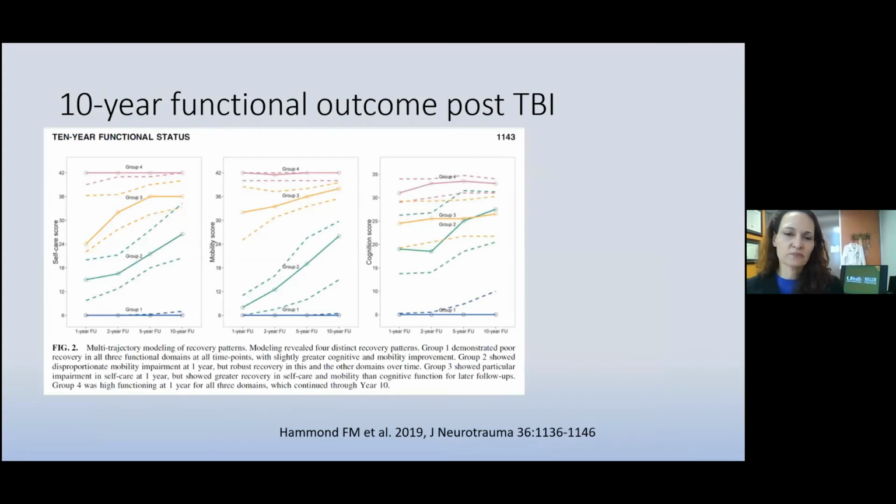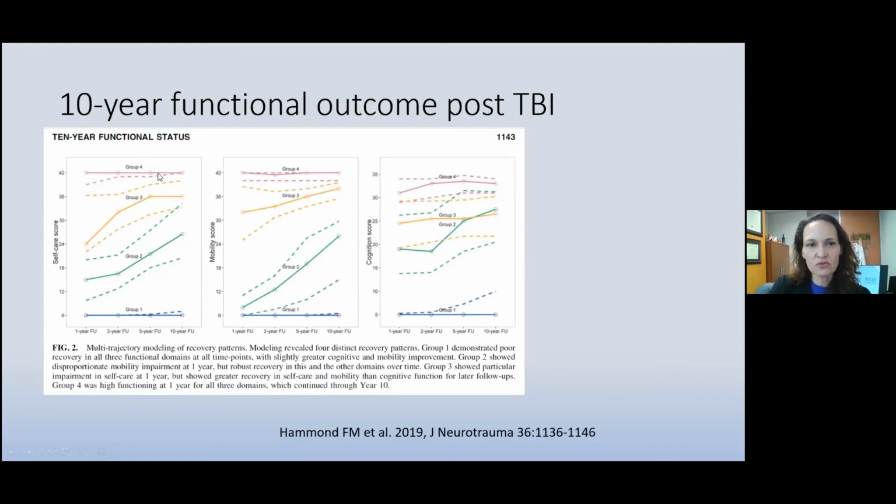This is a recent-ish paper. Dr. Hammond is a rehab physiatrist, very accomplished, and this paper followed TBI patients out to 10 years. What I want to point out is this is 10 years of looking at the FIM scale, I believe. So this is self-care, this is mobility, this is cognition. This is year 1. I don't know if you can see my little pointer, but on the left side of the x-axis of each of these columns is year 1 with year 10 on the right side of the x-axis.